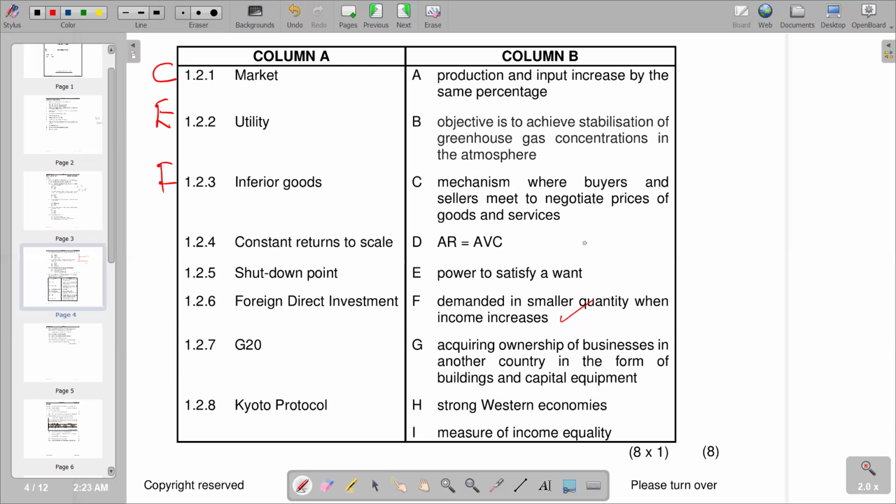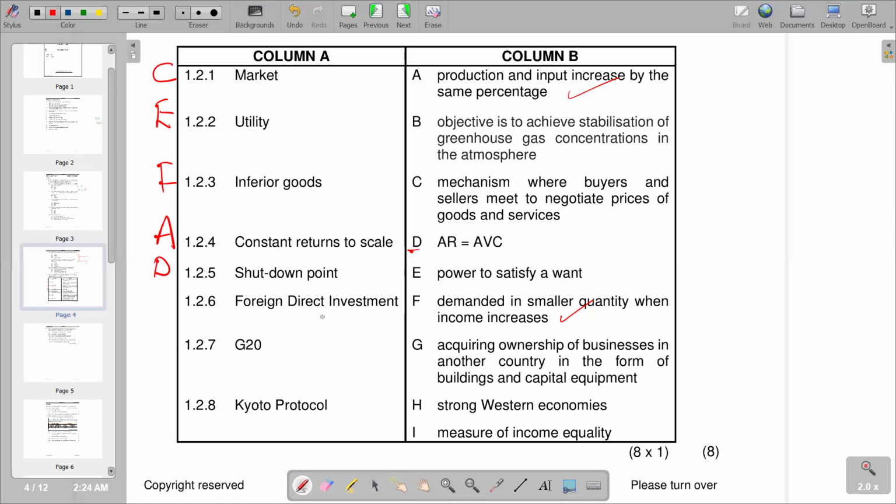So try to familiarize with our column B to see which one does match constant returns to scale. We can try to go down and see. You see that A is saying production and input increase by the same percentage, which becomes the correct explanation that we have, which is A. So here we are having A. Then 1.2.5 is shutdown point. We know that shutdown point is the point where average revenue is equal to average variable cost, which is D. So here the answer is D.